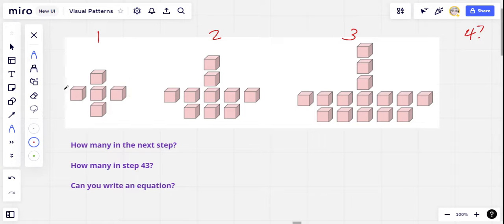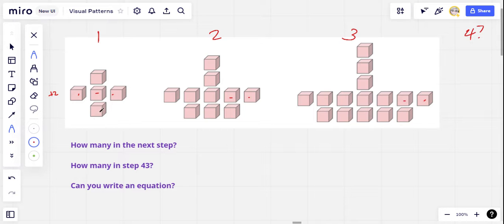The first thing that catches my eye is this middle bar. I've got three here, and then there's the three, and there's two more. And then here's the five from the previous step and two more. So it looks like that middle bar is getting longer by two. So I'm just going to make a note for myself, plus two over there. Longer by two every step.